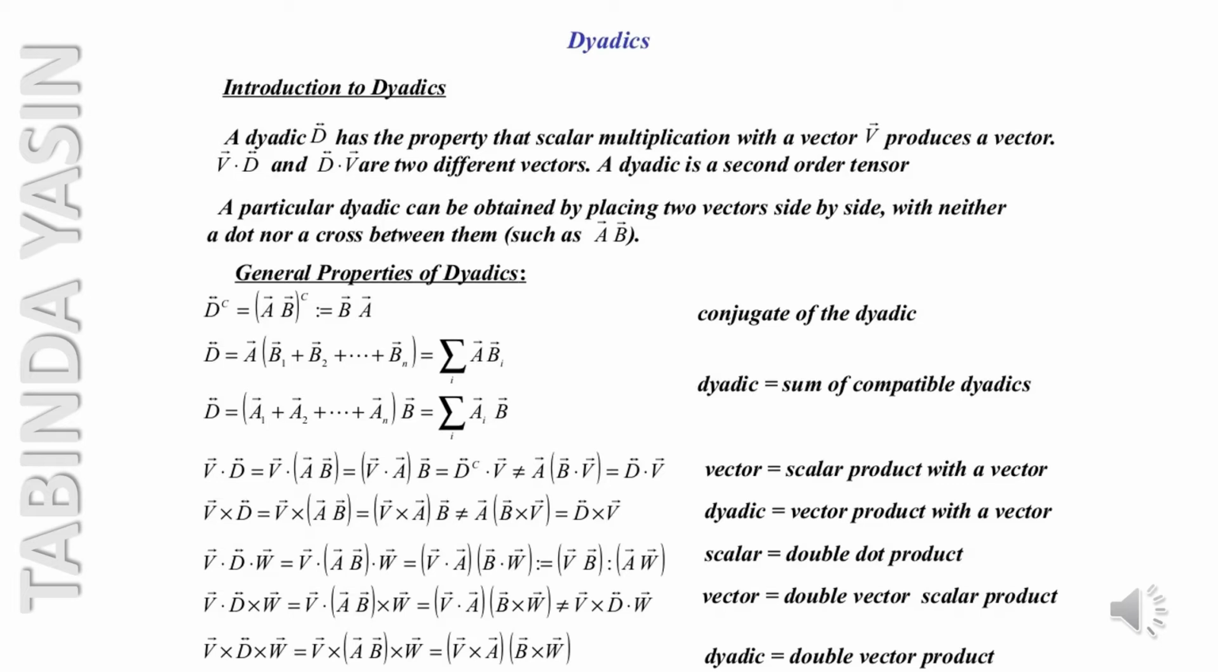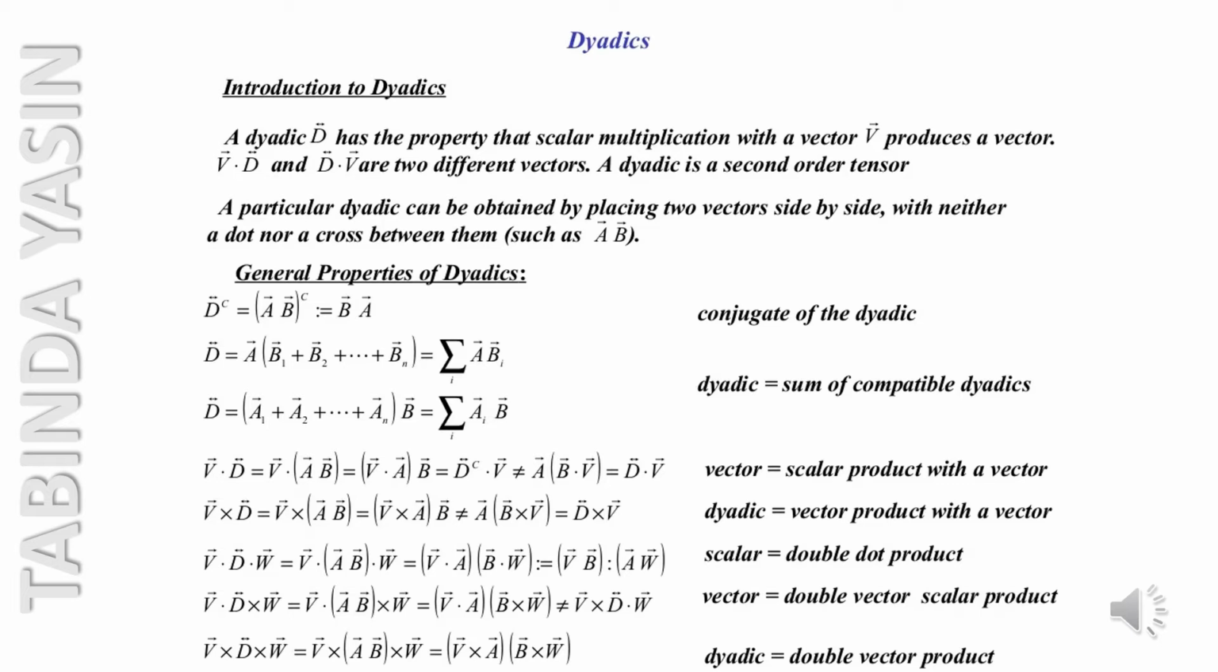Then we have dyadic D equal to A1 vector B1 vector plus A2 vector B2 vector plus and so on up to An vector Bn vector, that is written as the summation over i of Ai vector Bi vector. That is, the dyadic is equal to a sum of dyadics. The sum of the dyadics is a complete dyadic. Two vectors are side by side, and the resultant will also be a side by side vector.